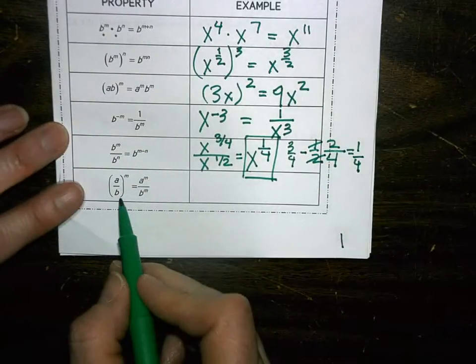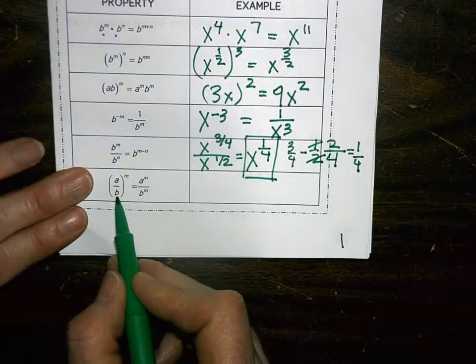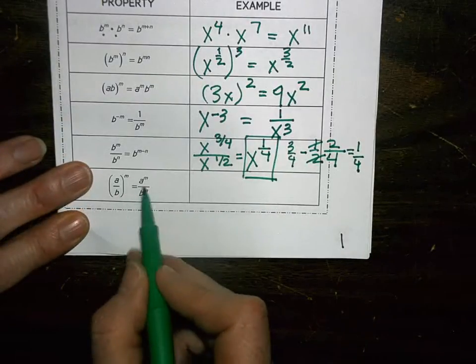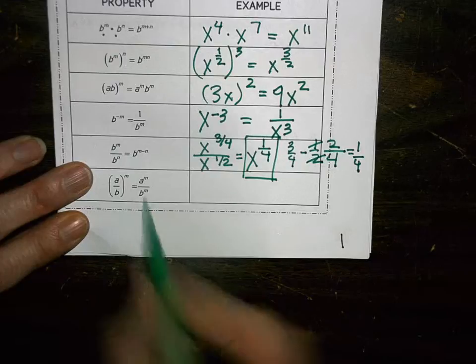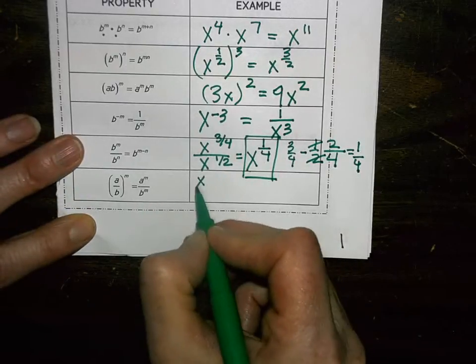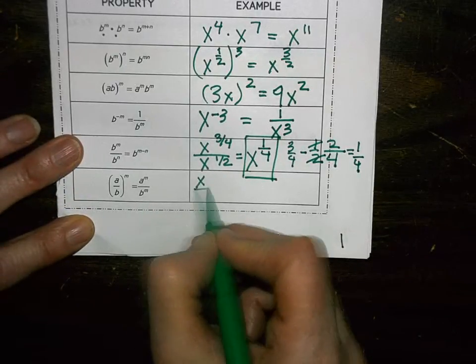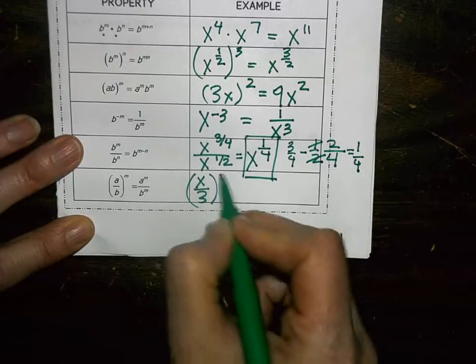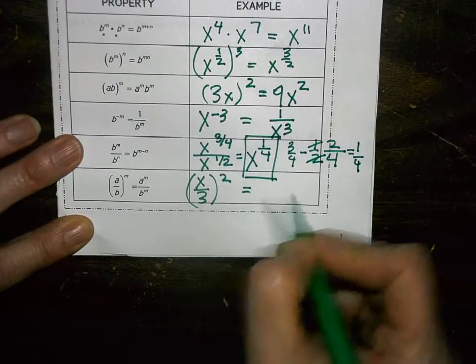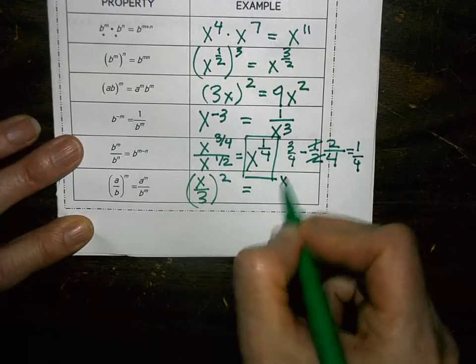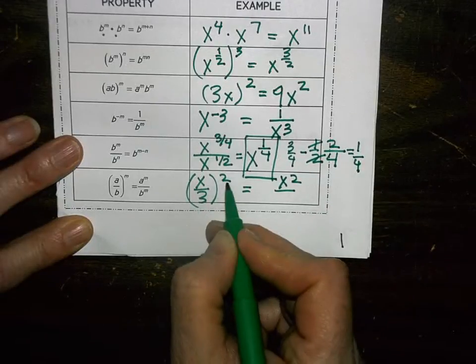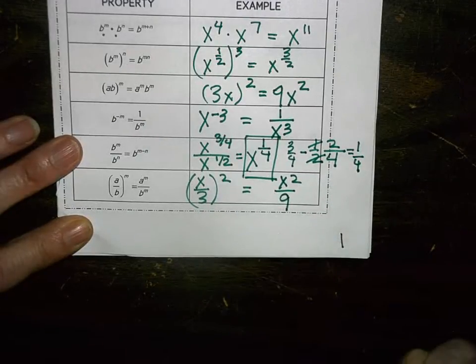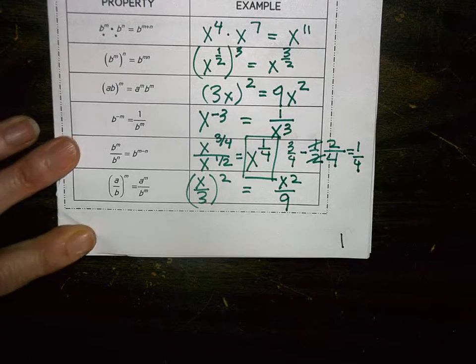Okay, if I have a fraction raised to a power, I raise the numerator to that power and the denominator to that power. If I have x over 3 squared, that is equal to the numerator squared over the denominator squared, which is 9. All right, so those are the review of the properties. Now we're going to use them.